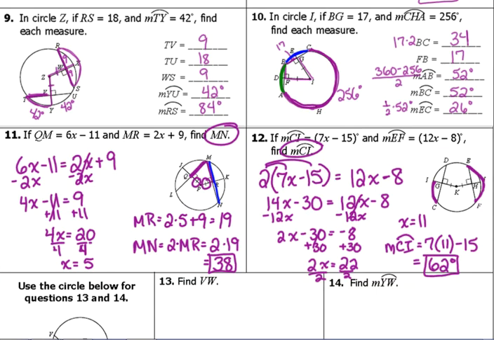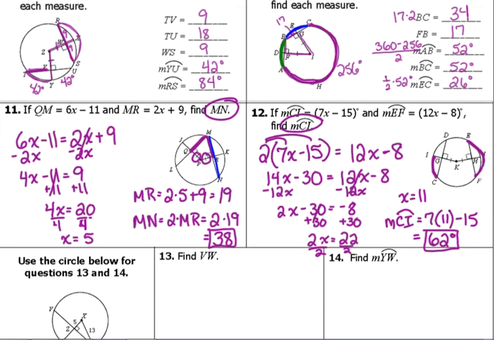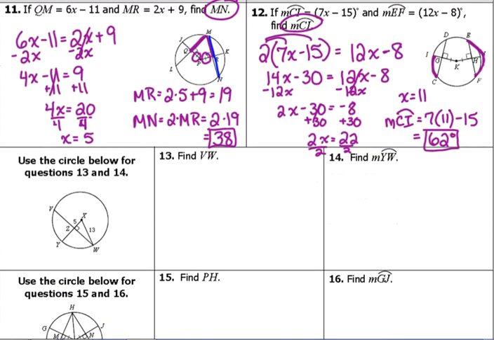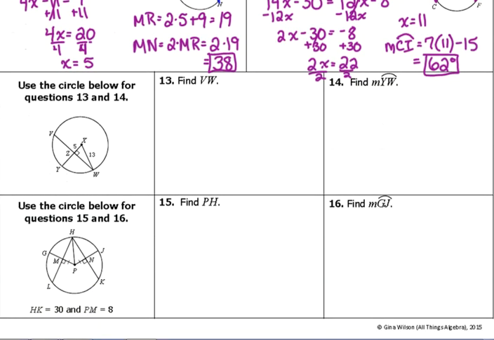Okay, 2 more and I'm done. Let's look at 13 and 15. Okay, number 13. Use the circle below for question number 13. Find VW. So VW is this entire chord right here.